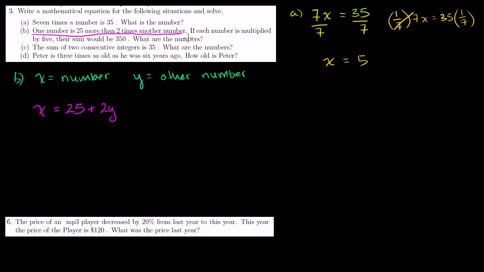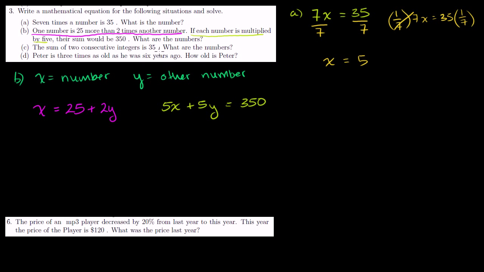All right, now what does the second line say? If each number is multiplied by 5, their sum would be 350. So that means 5 times this plus 5 times that is going to be equal to 350. So 5 times x plus 5 times y is going to be equal to 350. And they're asking, what are the numbers?